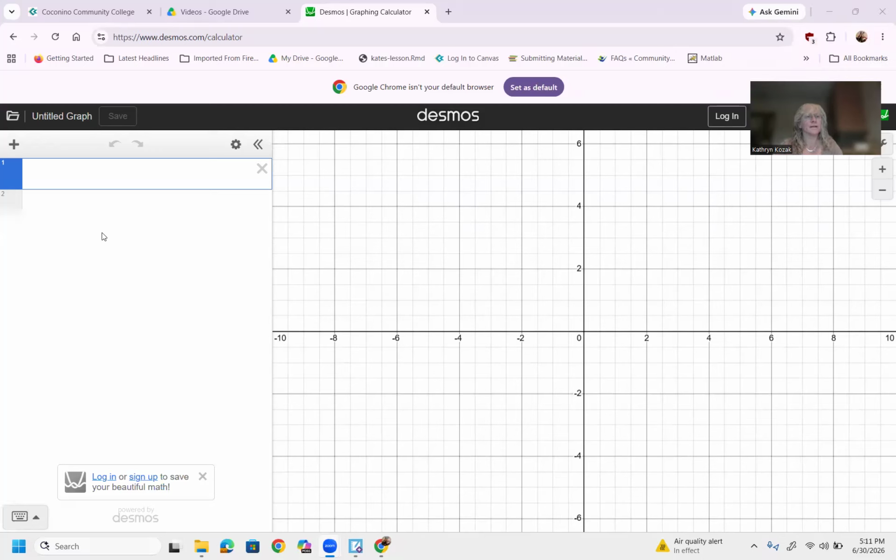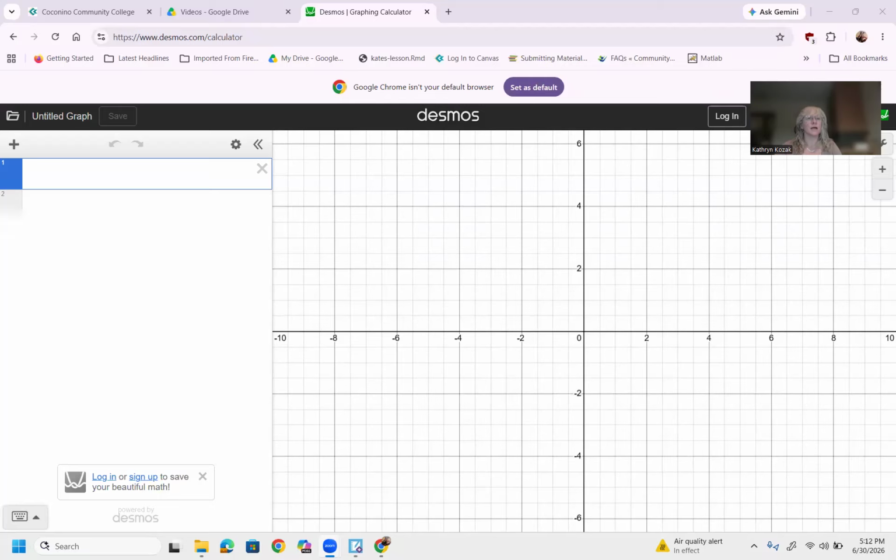So here is my Desmos up. And now what I've got is I'm going to put in, and actually I realized I should have shared a little bit more than that. So let me stop sharing for just a second. Let me share one more time. I'm going to just share the whole screen.